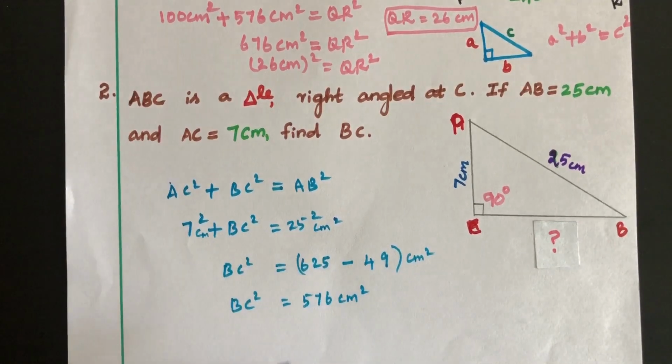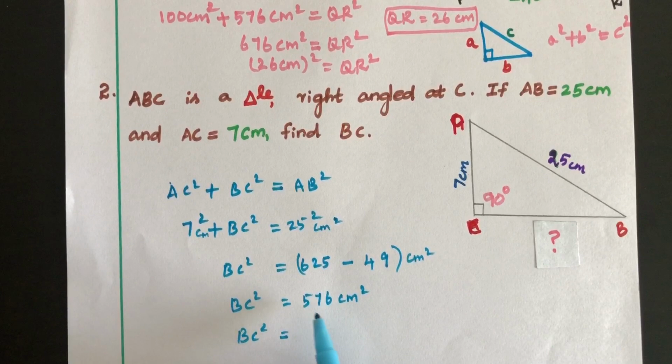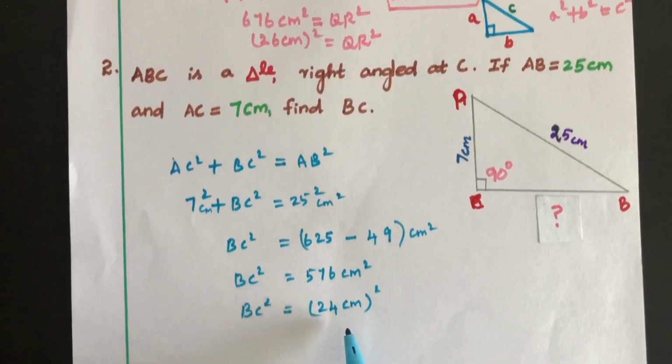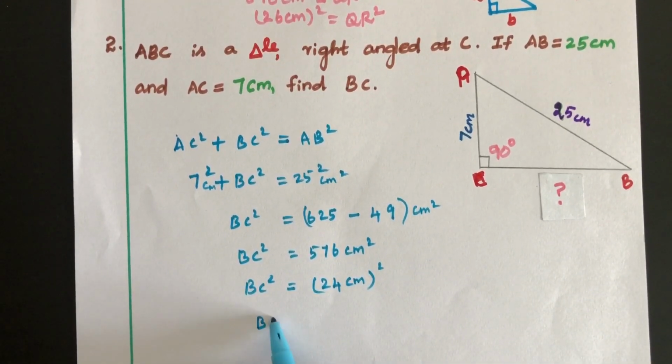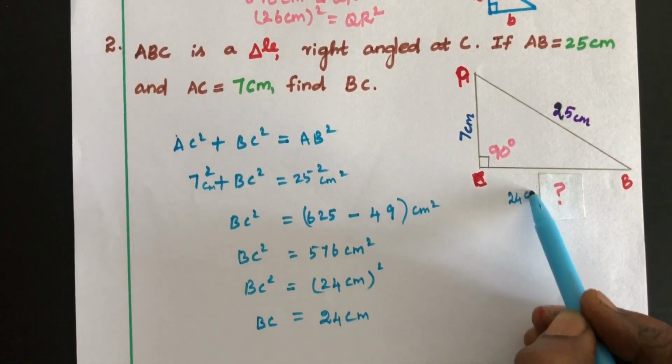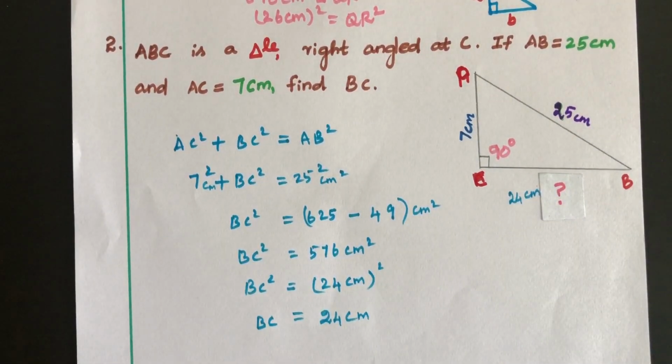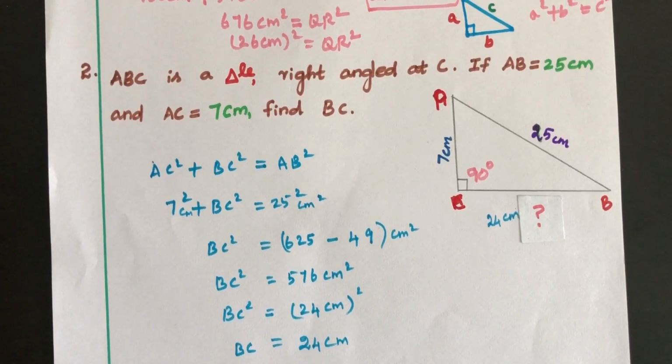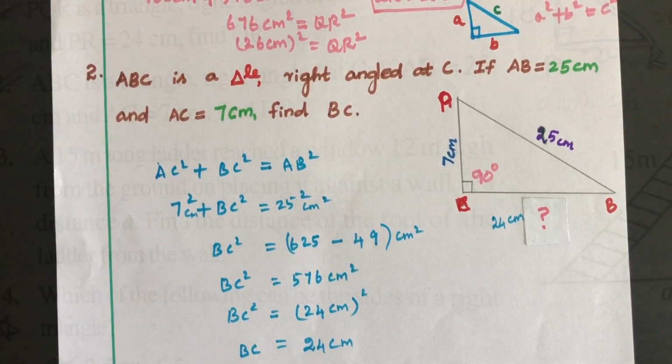So BC square is equal to 576, which is nothing but 24 centimeter the whole square. 24 into 24 is 576. So 576 can be written as 24 square. Now remove the square on both sides. So this is simply 24 centimeter. So the value of BC is 24 centimeter. That's all. Easy, no? Applying Pythagoras, we can easily find the length of the side.